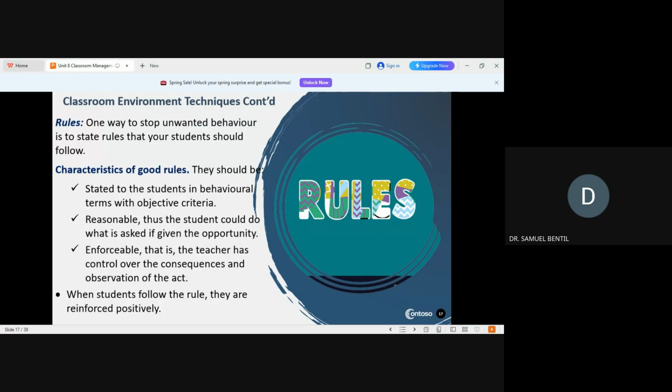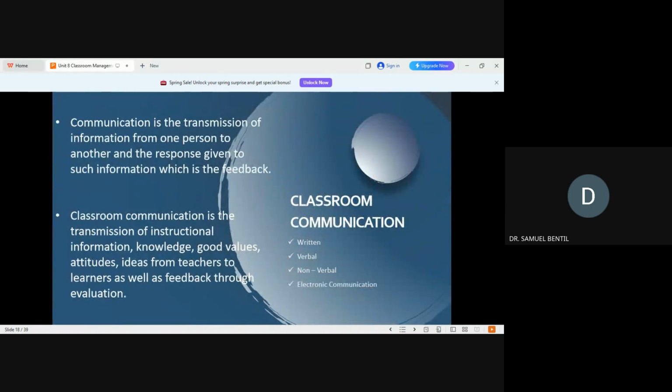Now, classroom communication. We all know that communication is transmission of information from one person to another, and the response given to such information, which is feedback. Now, classroom communication is the transmission of instructional information, knowledge, good values, attitudes and ideas from teachers to learners, as well as feedback through what? Evaluation. Very important.